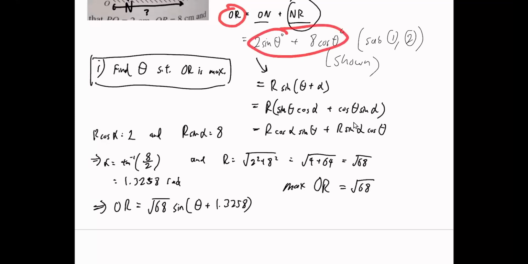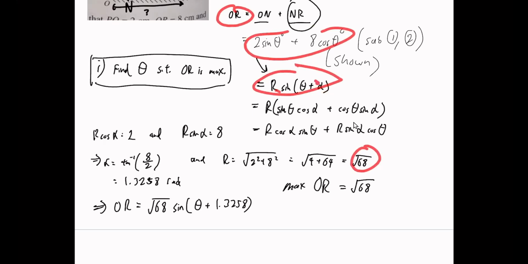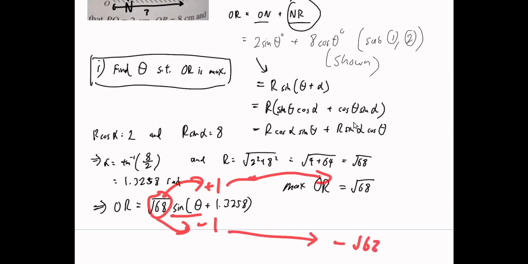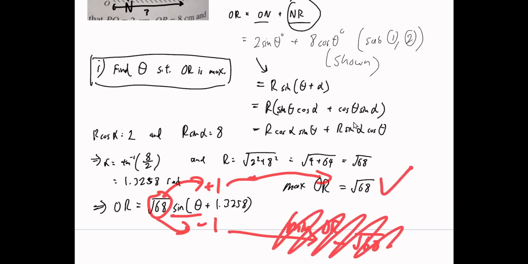OR is this expression, which is R sine theta plus alpha. And we found out our R. It's square root 68. We found out our alpha, which is 1.3258. Alpha not very relevant, to be honest. OR equals to square root 68 times sine theta plus alpha. Then the maximum value must be a positive square root 68. This is the amplitude. Minimum will be negative square root 68. Okay, right? Sine is always in between +1 and -1. So if you times the square root 68 to each of them, it becomes positive square root 68, negative square root 68 as the maximum and minimum of OR. But this is not relevant. We focus on the maximum.